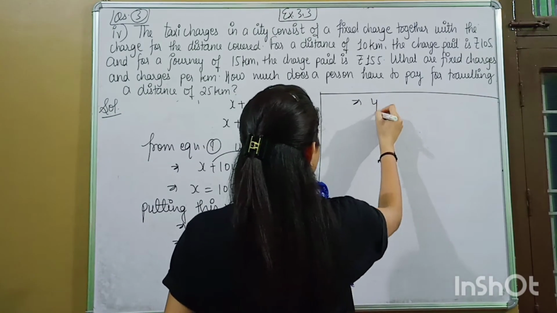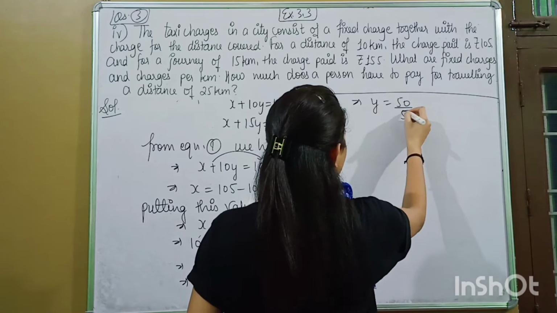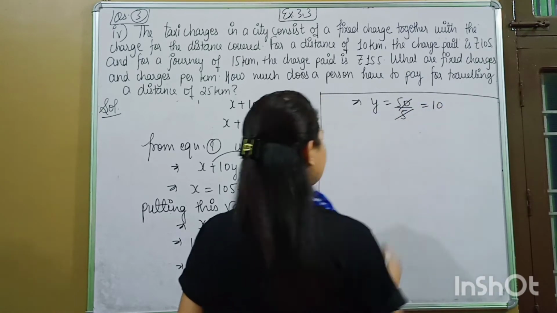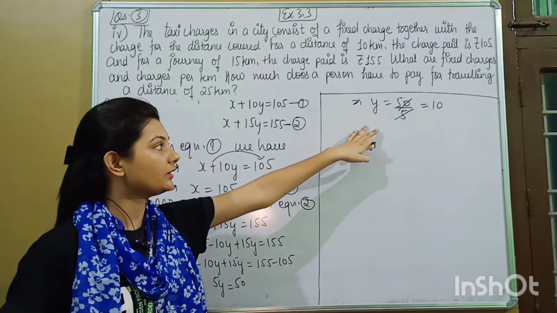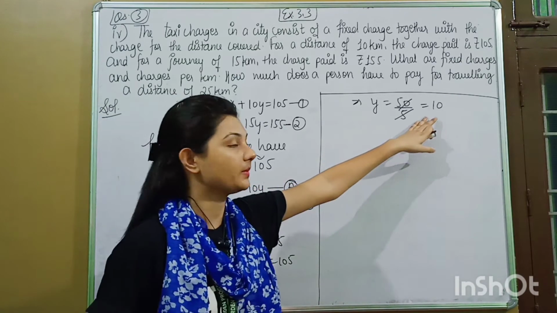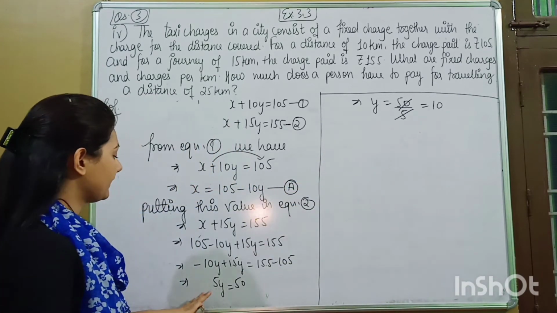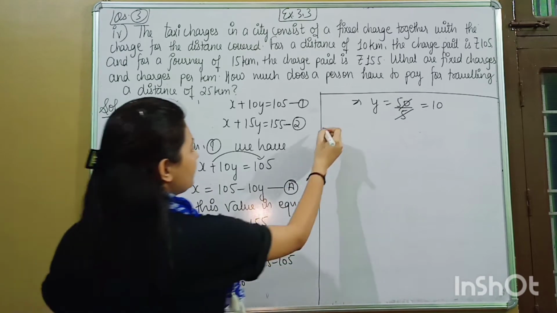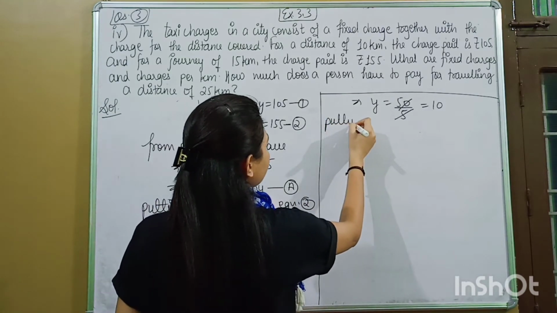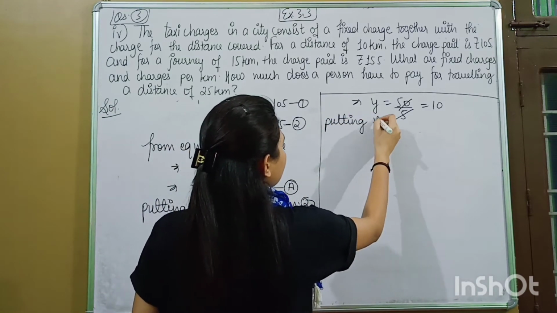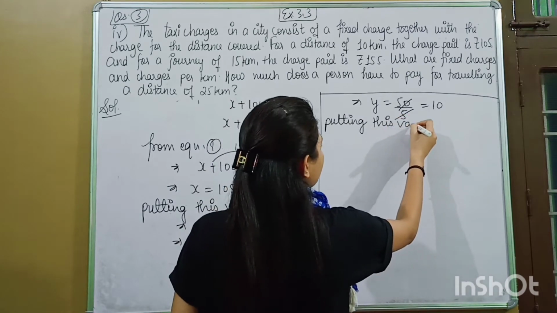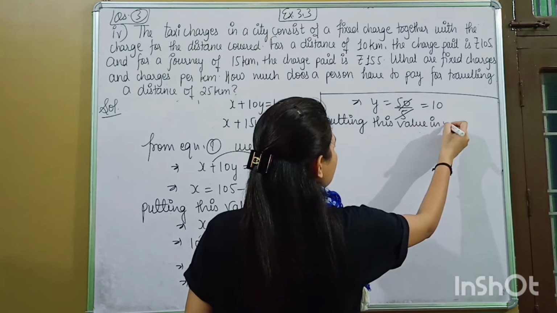So it will be y is equal to 50 upon 5, that is equal to 10. It means the charge per kilometer someone has to pay is rupees 10. Now we will find out the value of x also by putting this value in equation A.